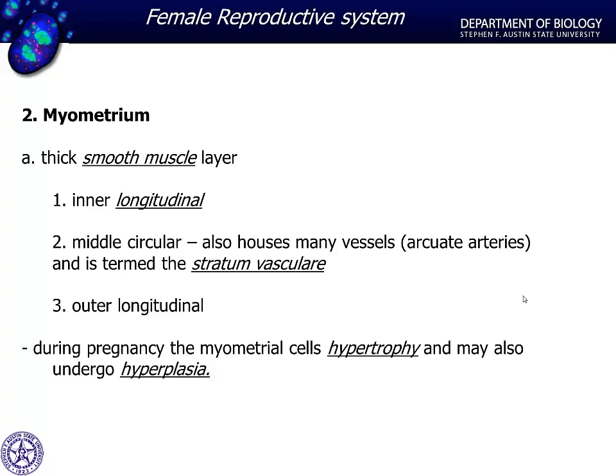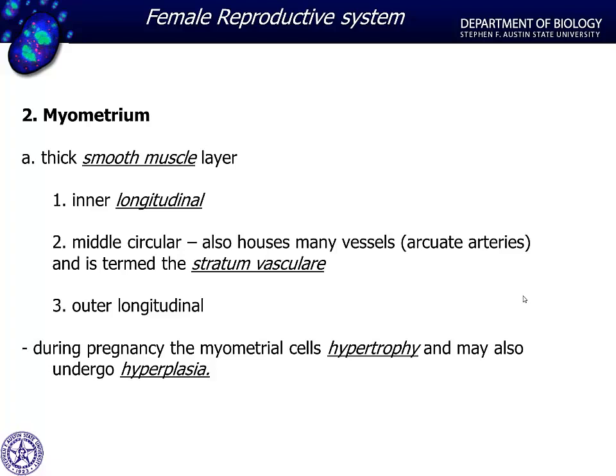The myometrium is very thick, extremely thick, smooth muscle. I just can't express how thick it is. It's going to have the inner longitudinal, middle circular, and again, we've got a ton of blood vessels here. This whole network of vessels we call the stratum vasculare portion of the myometrium. And then we have the outer longitudinal.